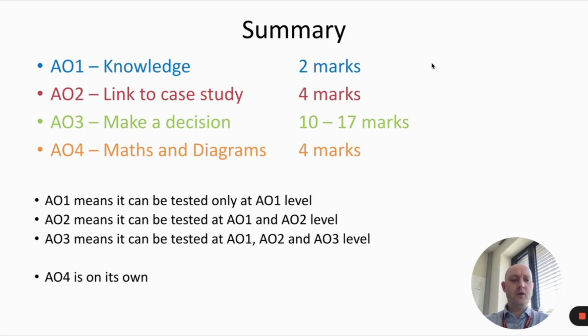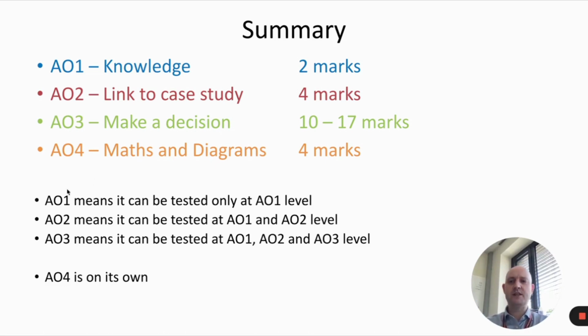To summarize what these mean, I'm going to talk about these in a bit more depth. AO1 means knowledge. So this is understanding the syllabus, understanding the textbook, and these are normally worth 2 marks. AO2s in business means that you learn the knowledge and you apply it to the case study. So you'll be given a few paragraphs about a business, and you've got to apply that knowledge to the case study. AO3 is when you have to make a decision. And then AO4 are the skills. I call them maths and diagrams.